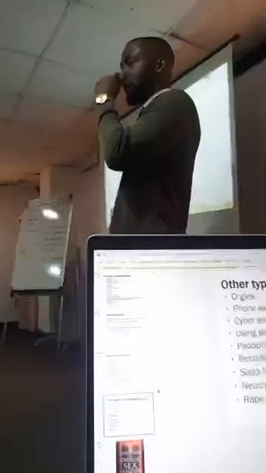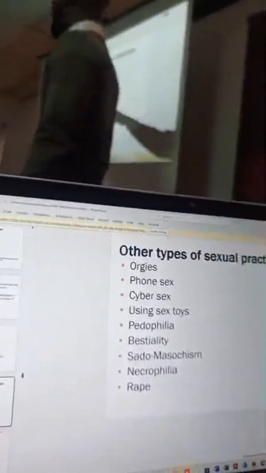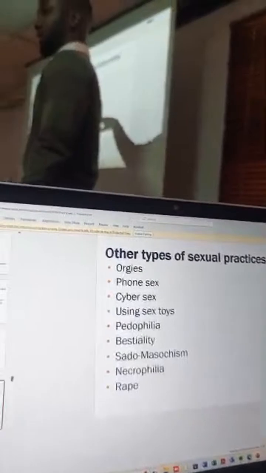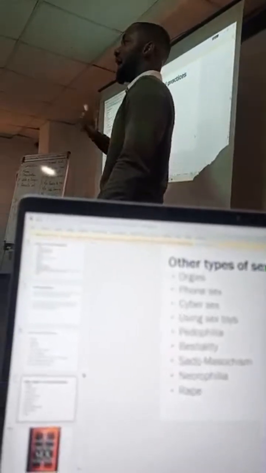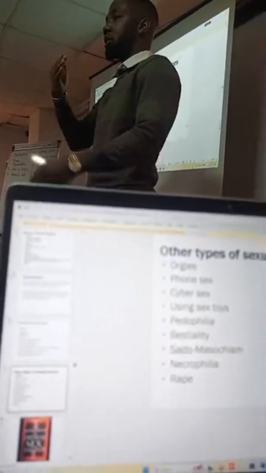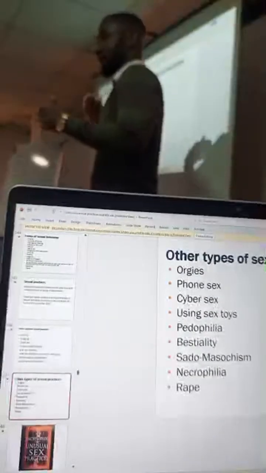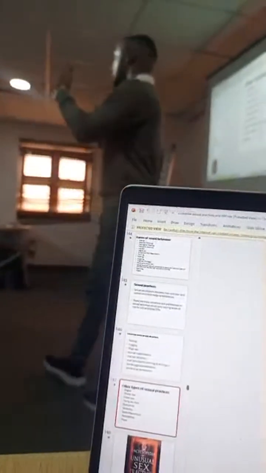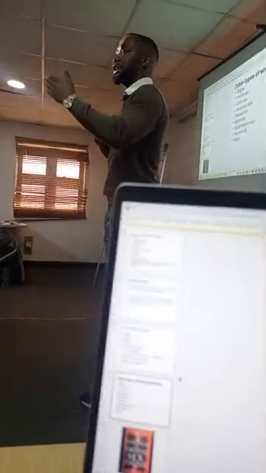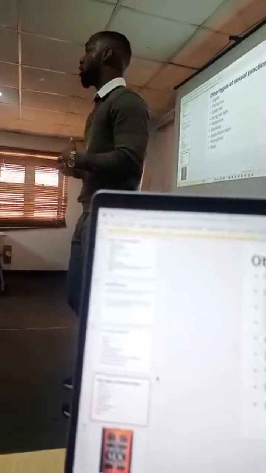So again, I am showing you all the types of sexual practices. I'm not saying these are good sexual practices and bad sexual practices. Do you understand? But some of them are not accepted. Do you understand? Because they harm people. It's not two people consenting to it. Like BDSM, I have to consent to it. You have to consent to it. That's when we talk about are you dominant? Are you submissive? You understand?